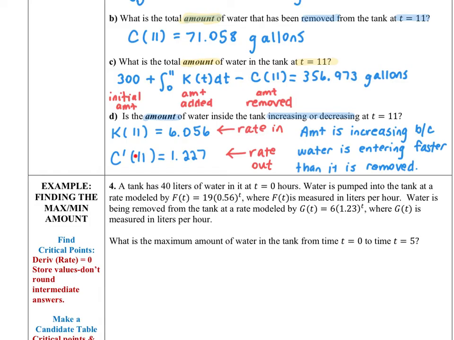My rate of removal at t equals 11 is 1.227. So if my rate in is faster than my rate out, it makes sense that my amount, my water level, is going to be increasing because water's entering faster than it's being removed. The difference in this one is just knowing when to do a derivative and when not to do a derivative.